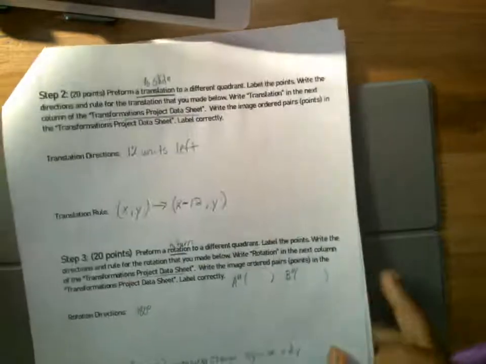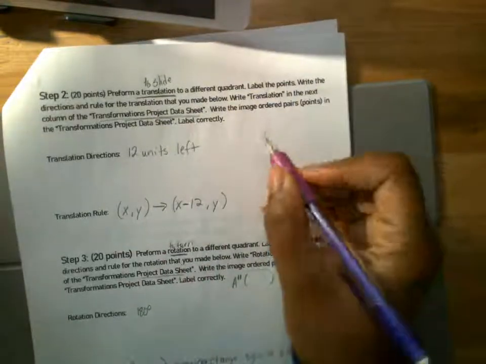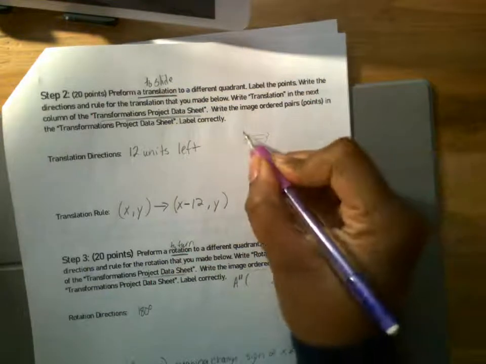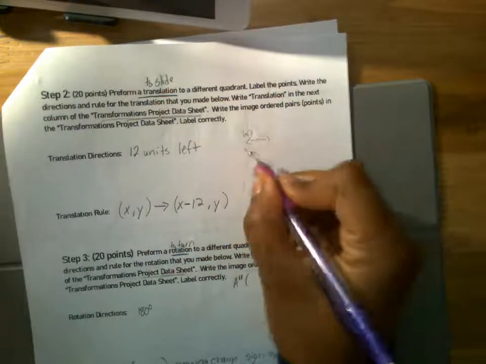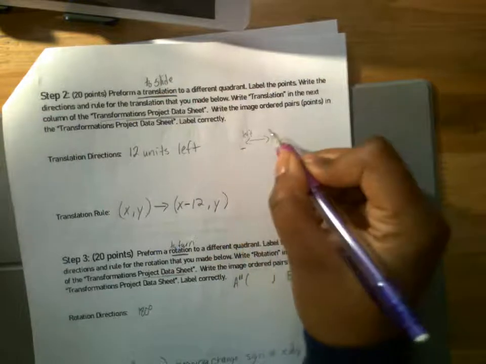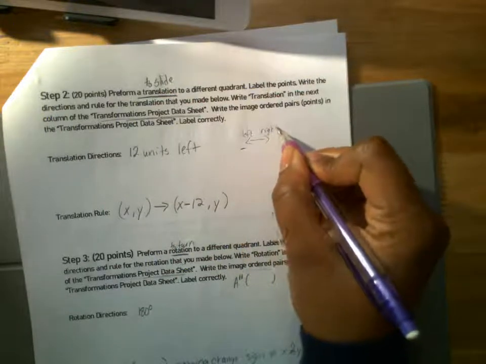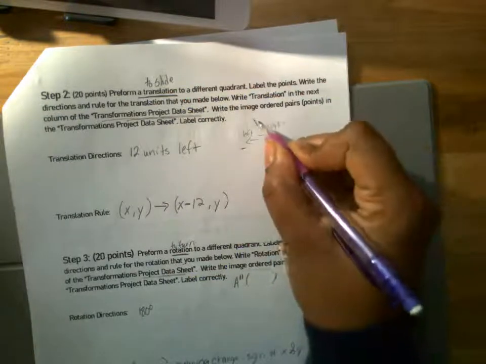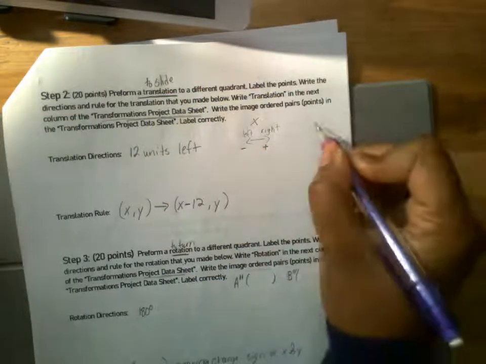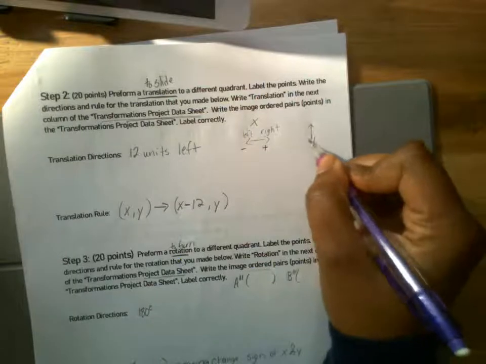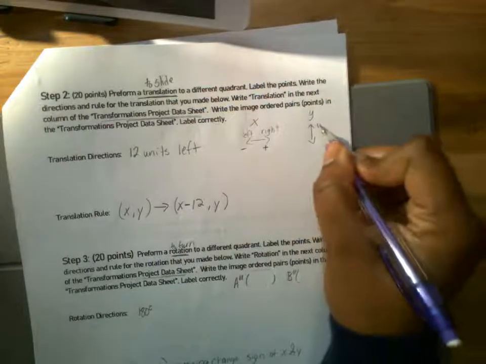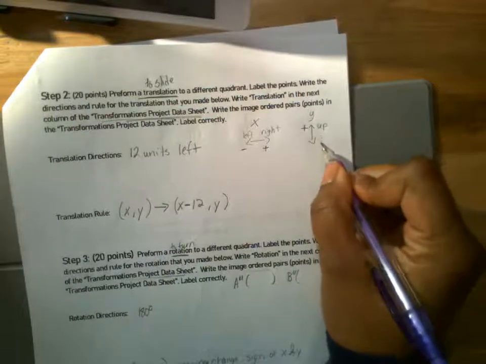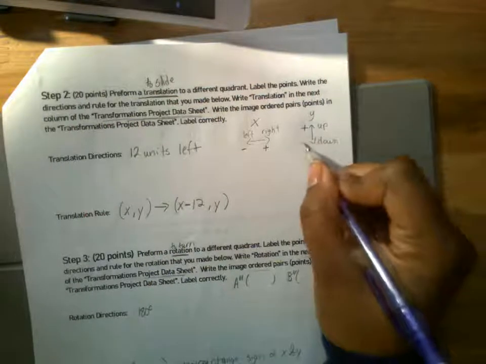To write that rule, remember that left and right is talking about X. Going to your left means that you're going to subtract from X. Going to your right means that you're going to add to your X. Remember, left and right is talking about the X. Up or down is talking about the Y. If you're going up, you're going to add. If you're going down, you're going to subtract from the Y.